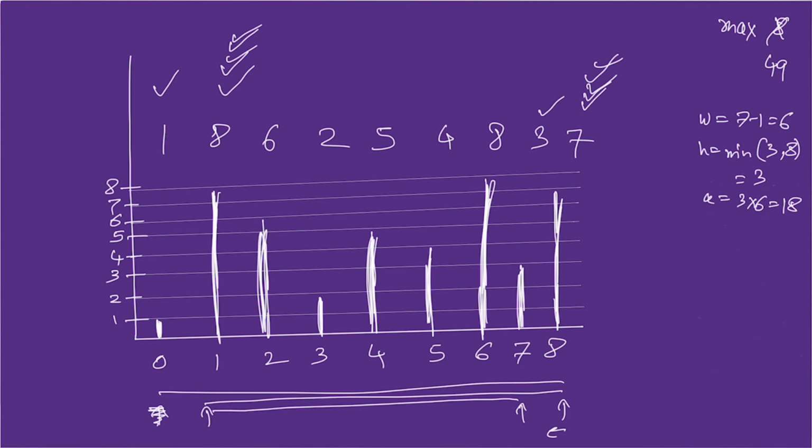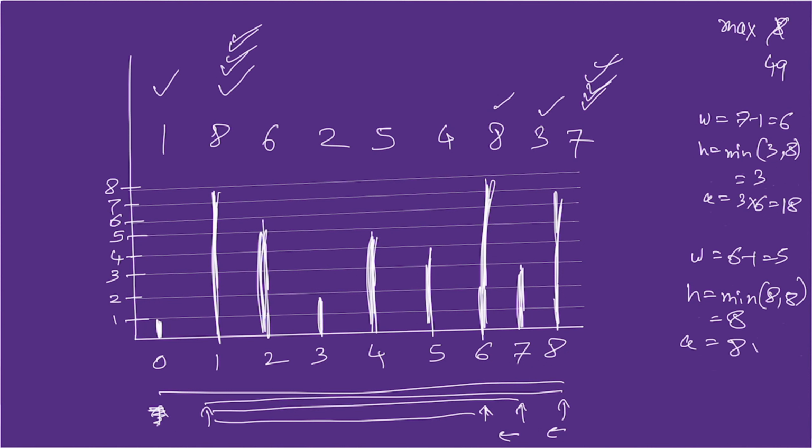Now between 3 and 8, 8 is still the taller side of the container, so we keep it as it is. And so we move our right pointer towards left again, so now it points at the 6th index, which is a height of 8. So now our width becomes 6 minus 1, which is 5, and our height becomes min of 8, 8. So our height becomes 8. In this case, the area is 8 times 5, which is 40, which is still smaller than our max. So we don't update our max anymore.